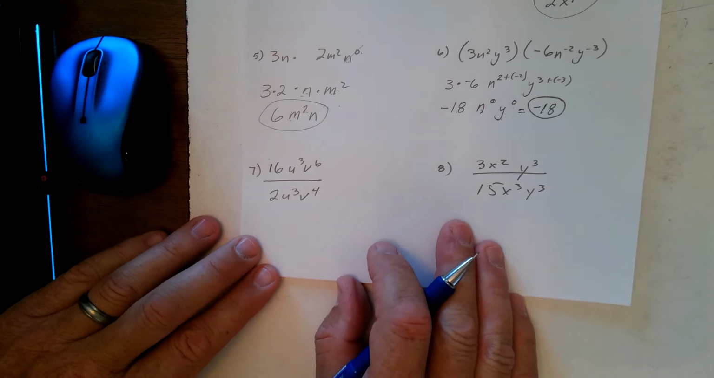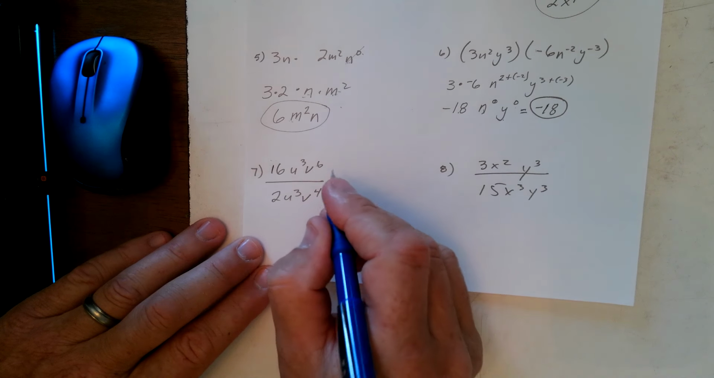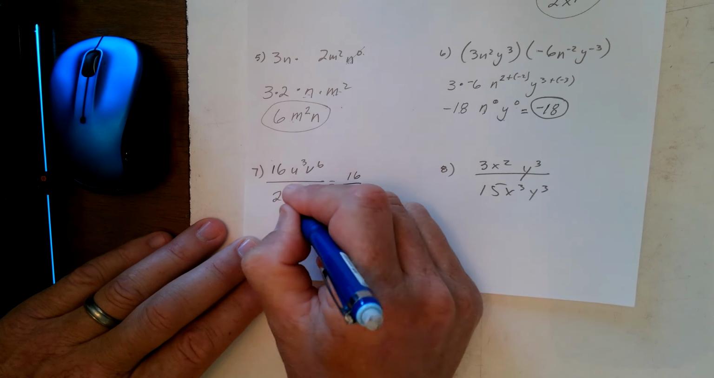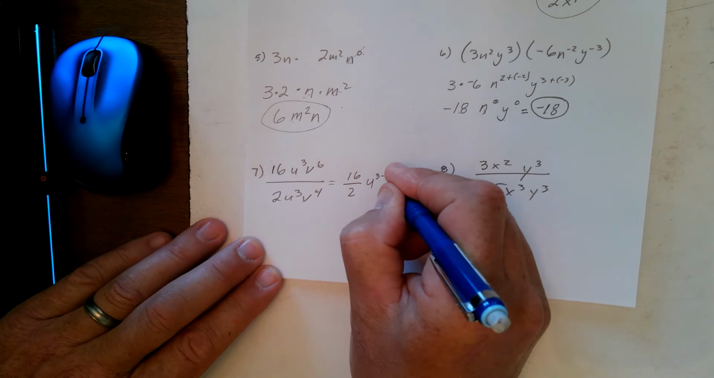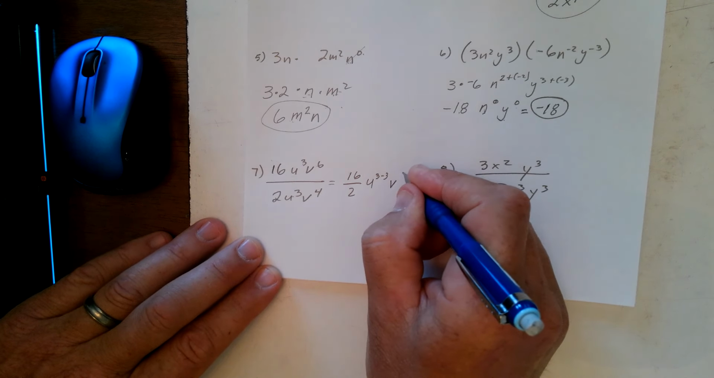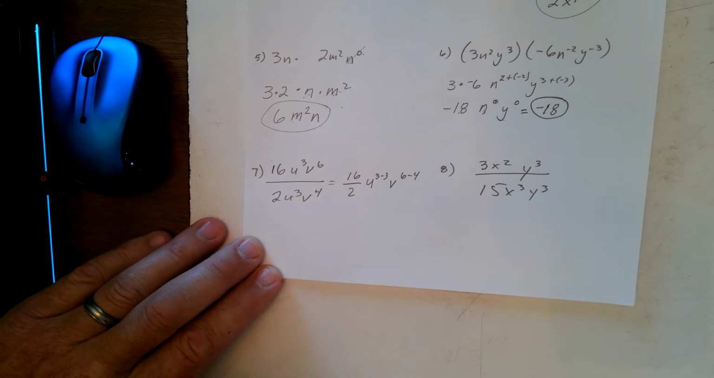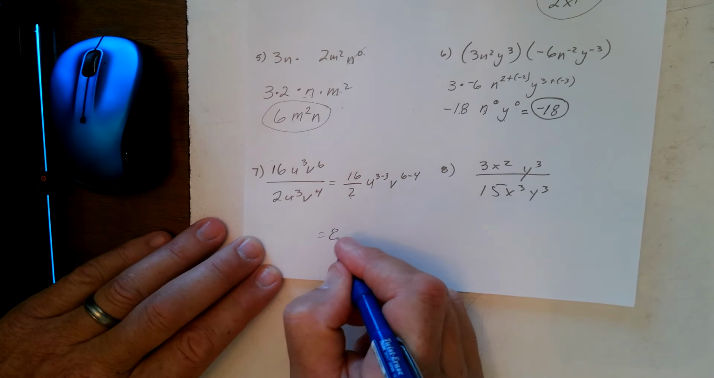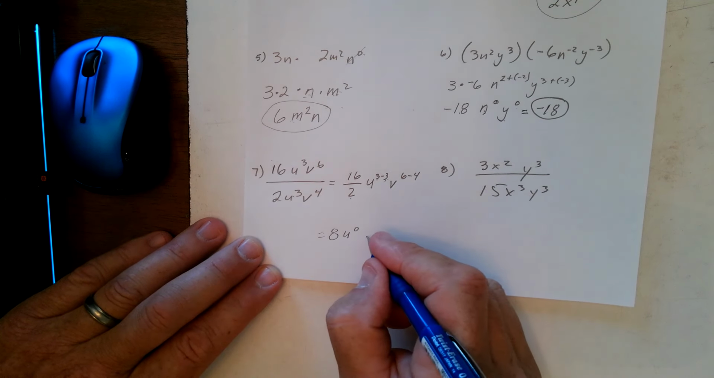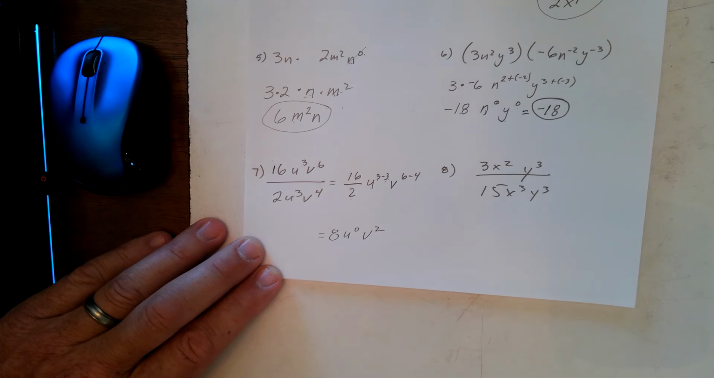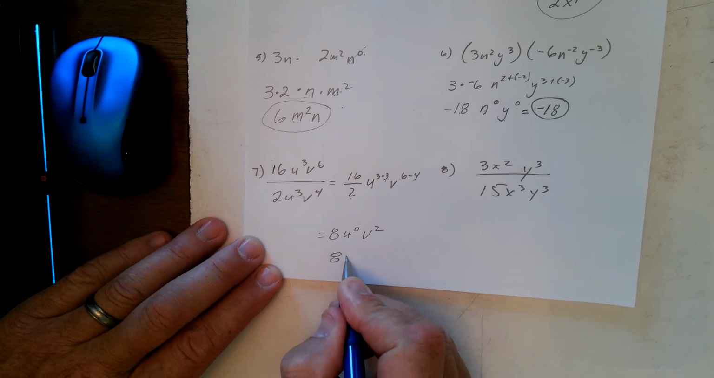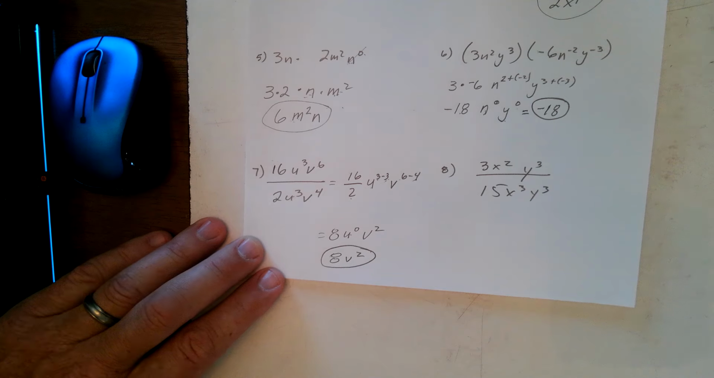Moving on to number 7. Let's rewrite 16 divided by 2. Subtract my exponents. u to the 3 minus 3, we know that's going to become 0 now, that's going to go away. v to the 6 minus 4. 16 divided by 2 is 8. u to the 3 minus 3, I'm going to write it in there, but we'll change it here in a second. And v squared, since 6 minus 4 is 2. Now that answer just goes to 8v squared.